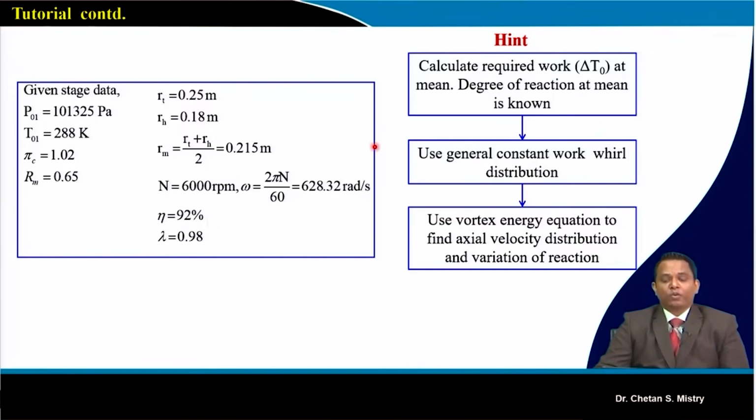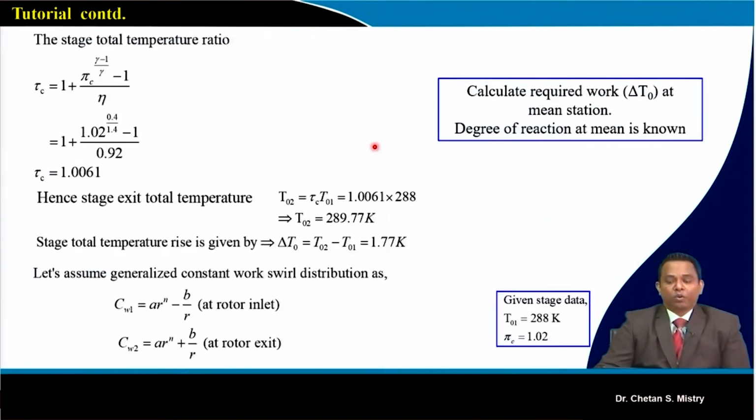In order to know the degree of reaction, we need to calculate the whirl velocity component. When we say we are looking for the whirl velocity component, we need to go with an arbitrary whirl velocity distribution at the entry and at the exit. So let's move on. We are looking for delta T0 for calculation at a later stage. We are looking for the degree of reaction, which needs to be calculated at the mid station.